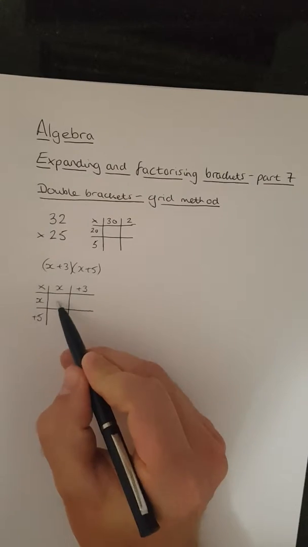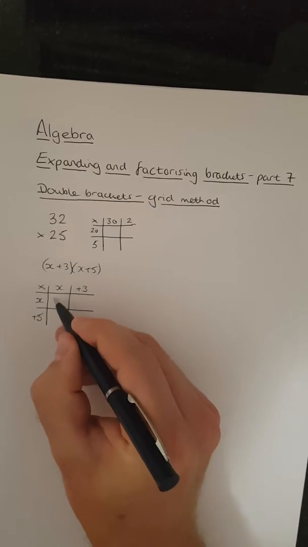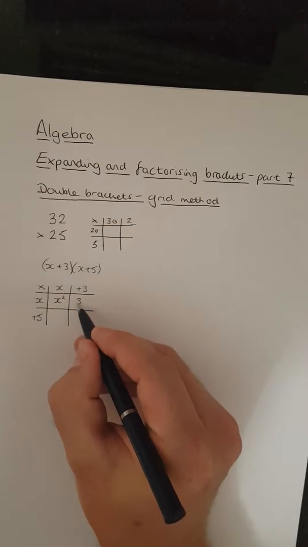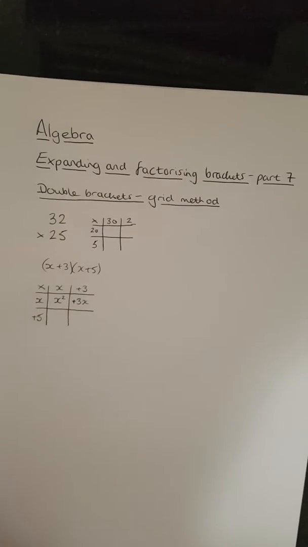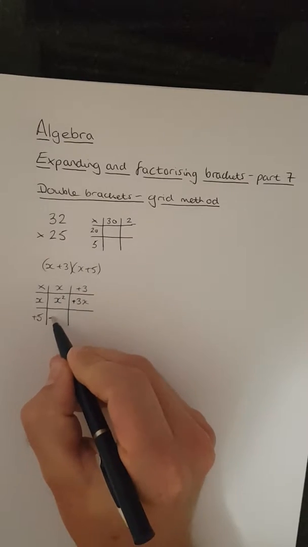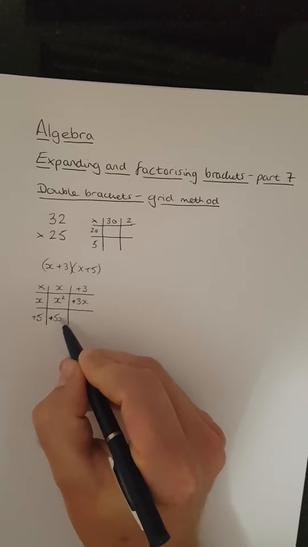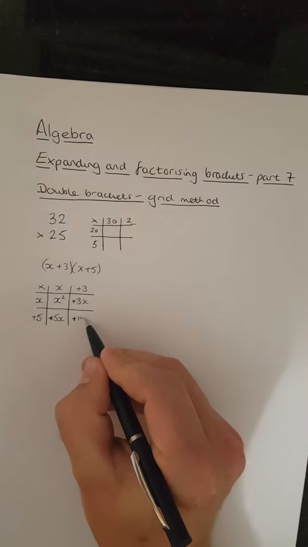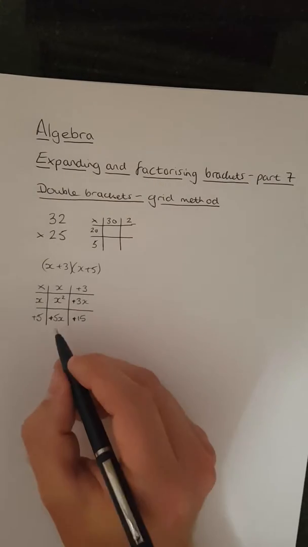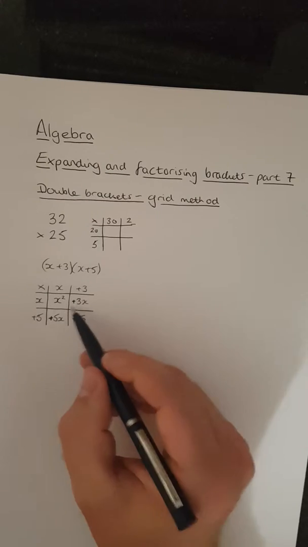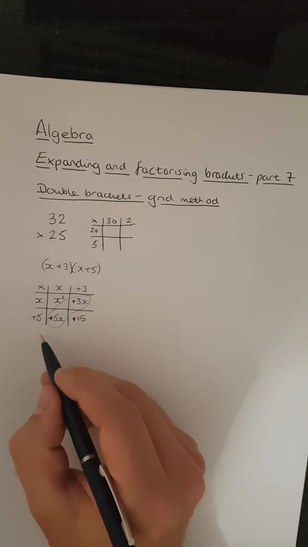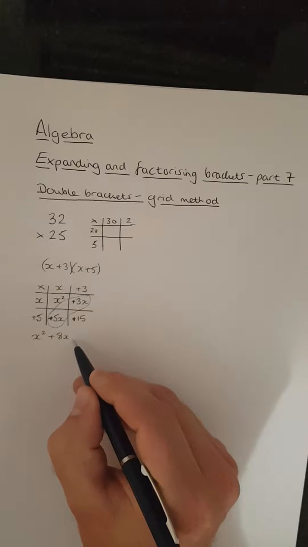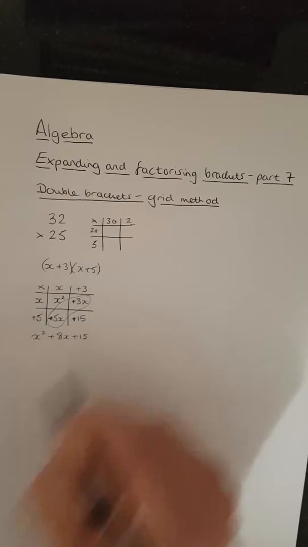Now, x multiplied by x goes in here. X multiplied by 3 goes in here. 5 multiplied by x goes in here. And 5 multiplied by 3 goes in here. And when I add these together, I can see that these two will simplify, which gives me x squared plus 8x plus 15.